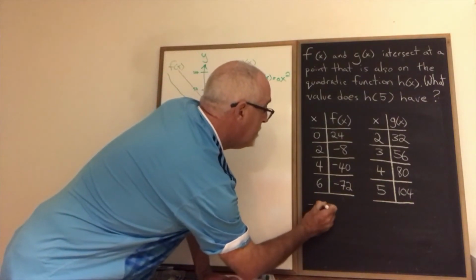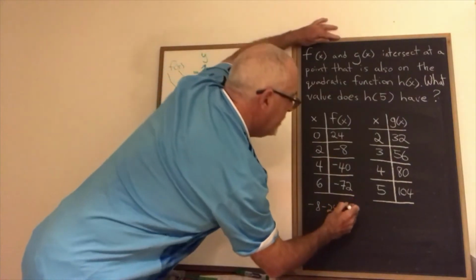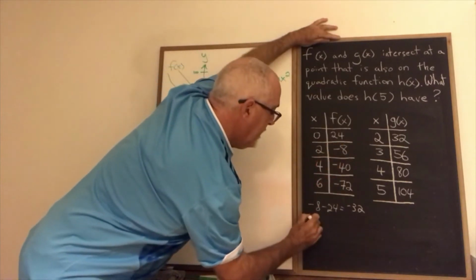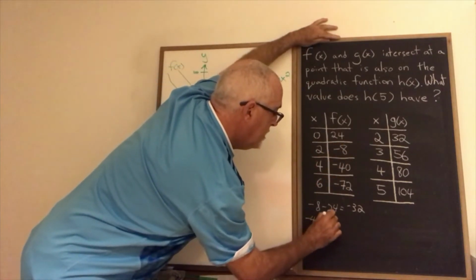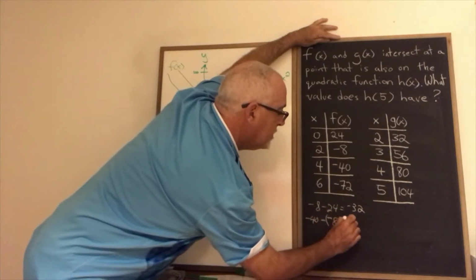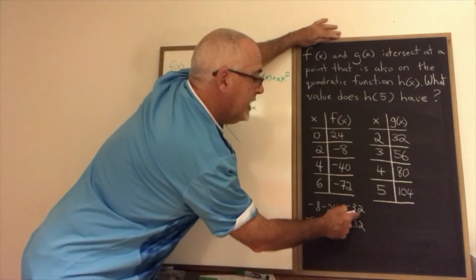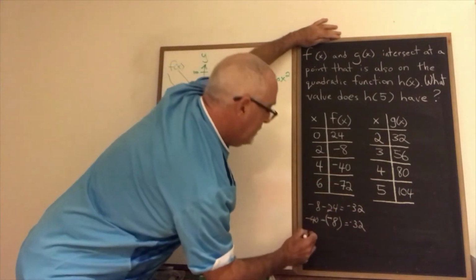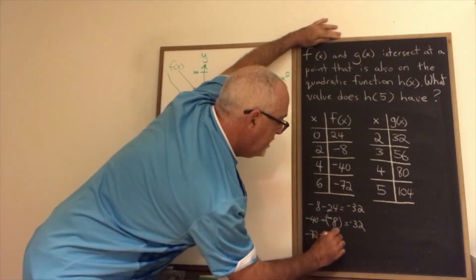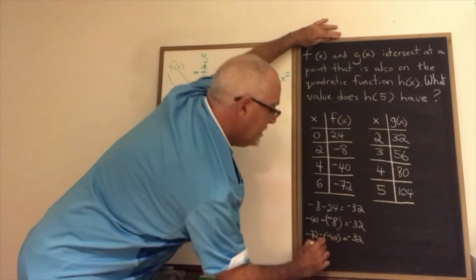Negative 8 minus 24 equals negative 32. Negative 40 minus negative 8 is also equal to negative 32. I'm starting to think that this is linear because I'm getting a constant difference. Negative 72 minus negative 40 equals negative 32. This is linear.